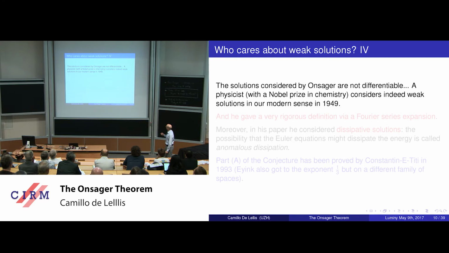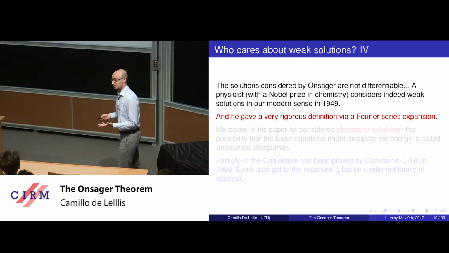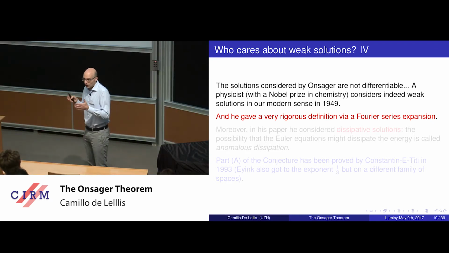Onsager was a theoretical physicist. Actually, he got a Nobel Prize in chemistry. And in 1949, could he really be stating such a conjecture in the language of weak solutions as we are doing now? Well, it actually happens that he really does so. First of all, the Hölder condition is exactly what I've written down. You can check it in the paper. Then the only point is, what does he mean by a weak solution?